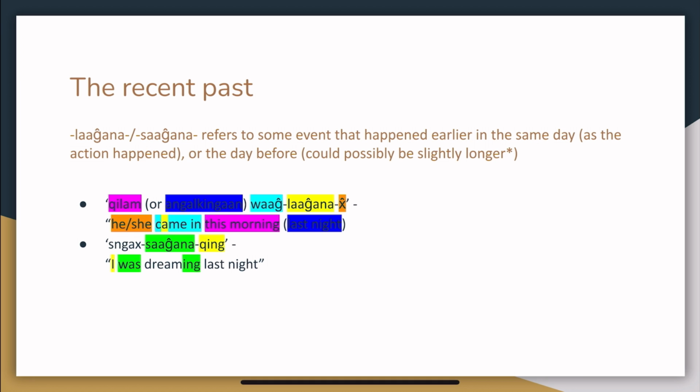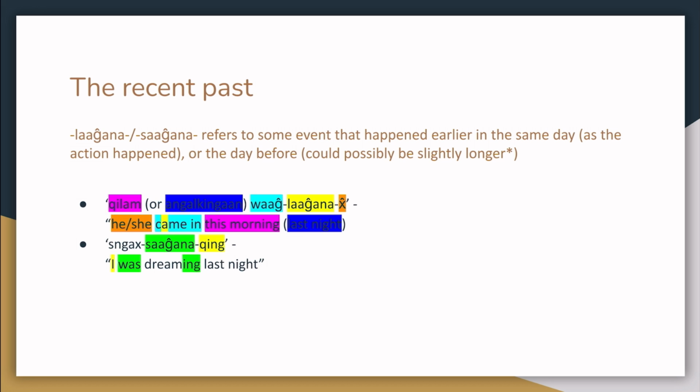And the recent past. So lahana or sarana refers to some event that happened earlier in the day, and I'm talking about when the speaker is referring to that. So it could be earlier that day, or it could be the day before. It could be 8 o'clock today. You could refer to an event that happened at 3 p.m. or something that happened that morning, or something that happened even yesterday morning.